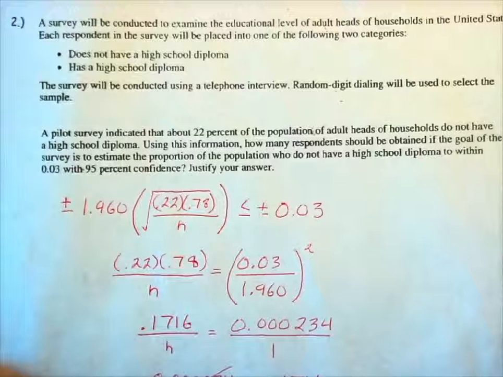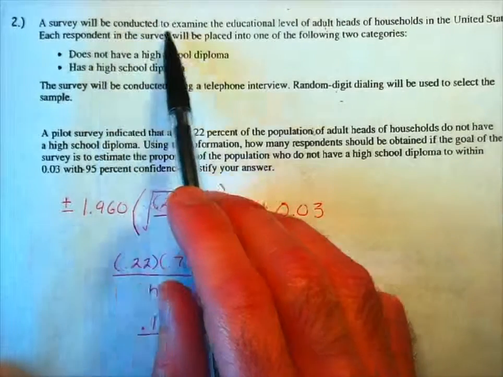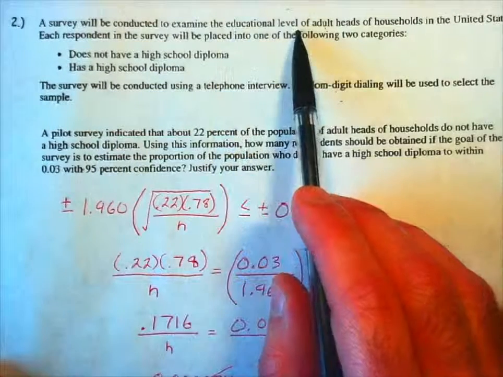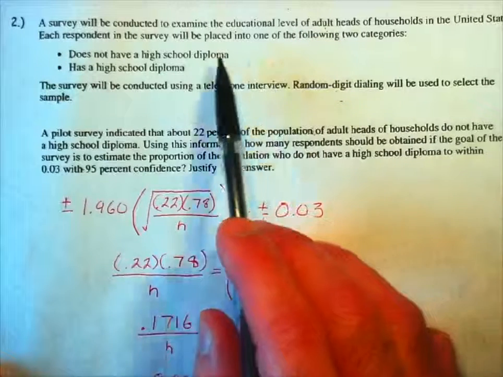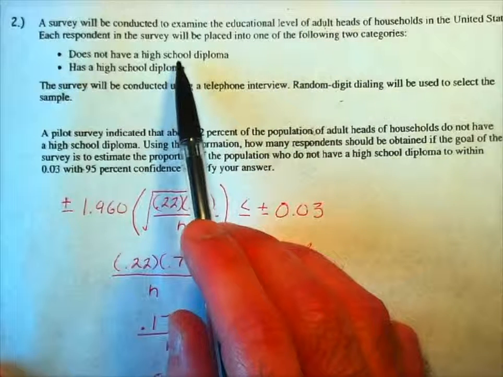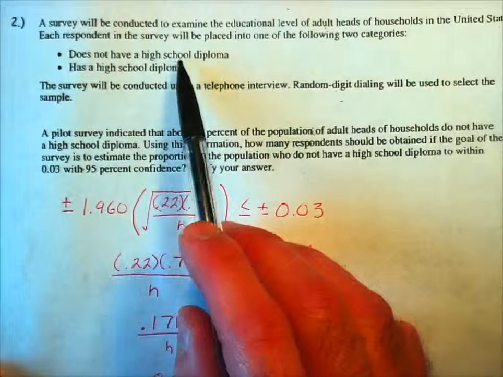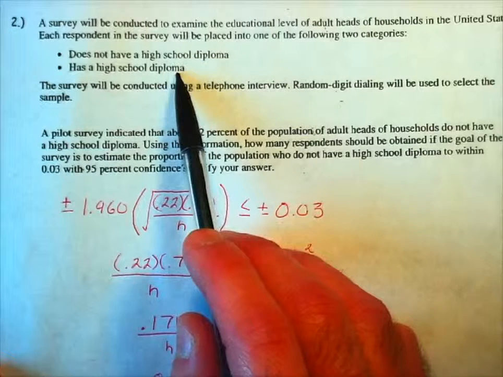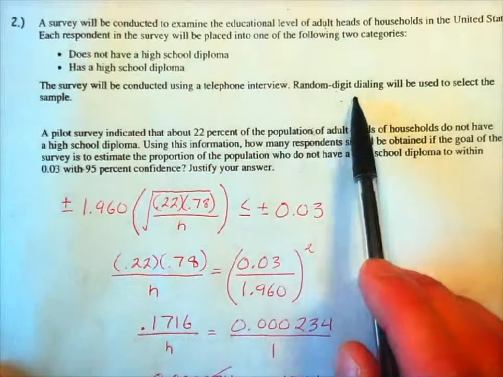This is the fourth part of the question that I didn't include because it wasn't a calculation we were ready to do yet. So this is about a survey to be conducted to determine the educational level of adult heads of households in the United States. Each survey participant will be included in one of two categories: either they do not have a high school diploma or they have a high school diploma. It's going to be done with a phone interview using random digit dialing.